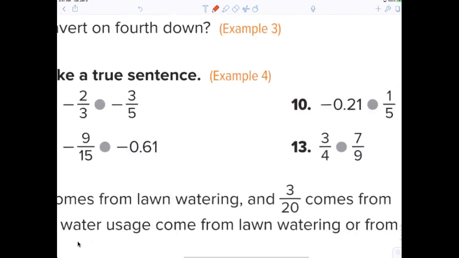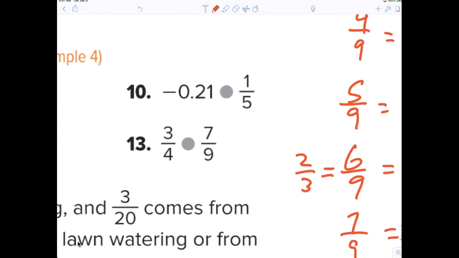Let's check out number 10. Now, I think personally this one's super easy. I don't have to do any work. Someone tell me why I don't have to do any work on this one. Sean, tell me why I don't have to do any work on number 10. No. Because?